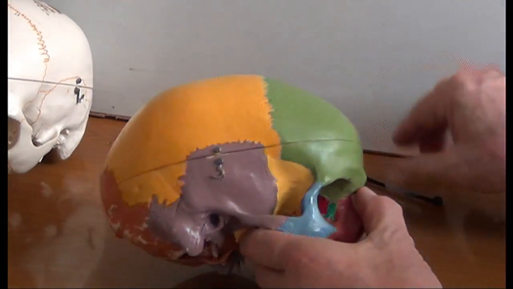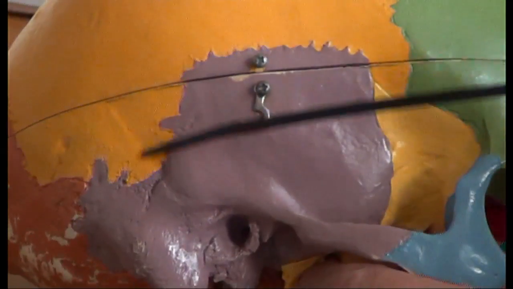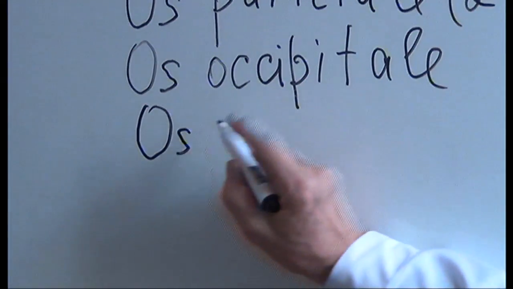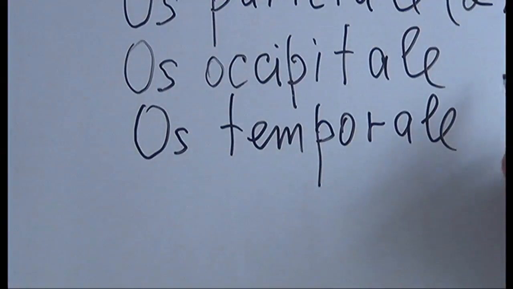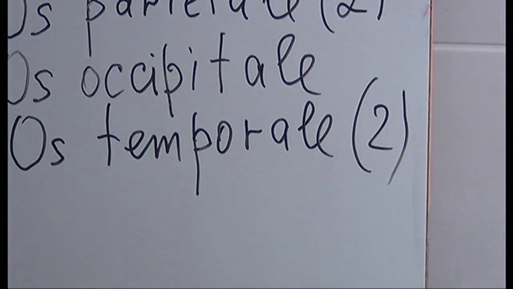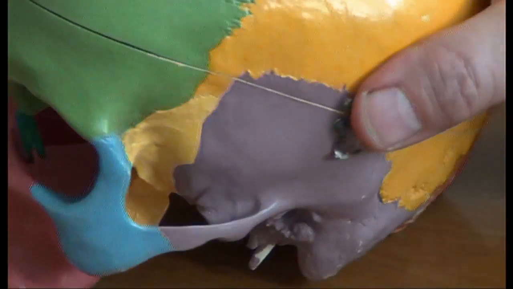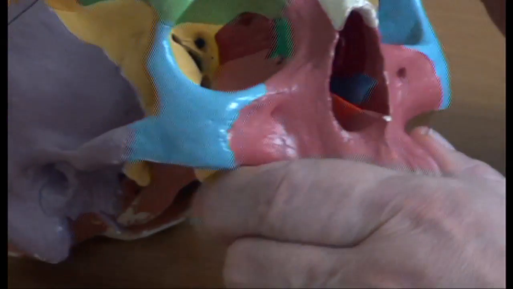Then this pink or violet color is temporal bone, os temporale, temporal bone, or os temporale. In parenthesis, number 2, it means that it's paired bone, so we can find right temporal bone and left temporal bone. And not easily to find, but we are obliged to do it.